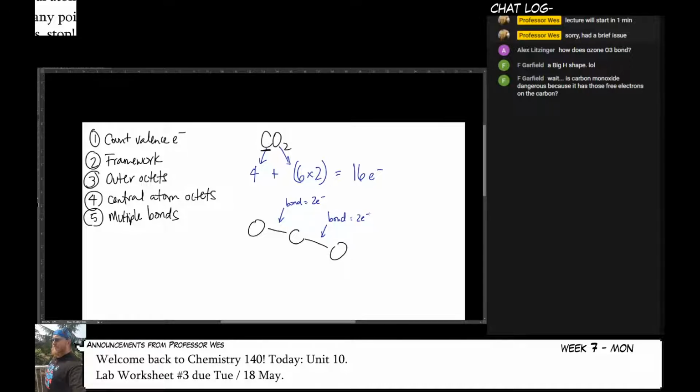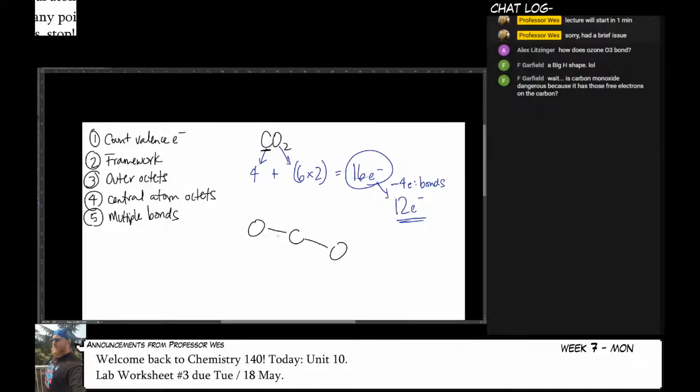Each line, which is a bond, counts as 2 electrons. So what that means is that for my total right here, I need to subtract out the electrons that I used. And so this is how many electrons are left now, because I used 4 of them for bonding. That was my framework. Everything is now connected together. I have a molecule. I just need to distribute the remaining 12 electrons around the molecule in such a way that everyone gets an octet. So let's do step 3.